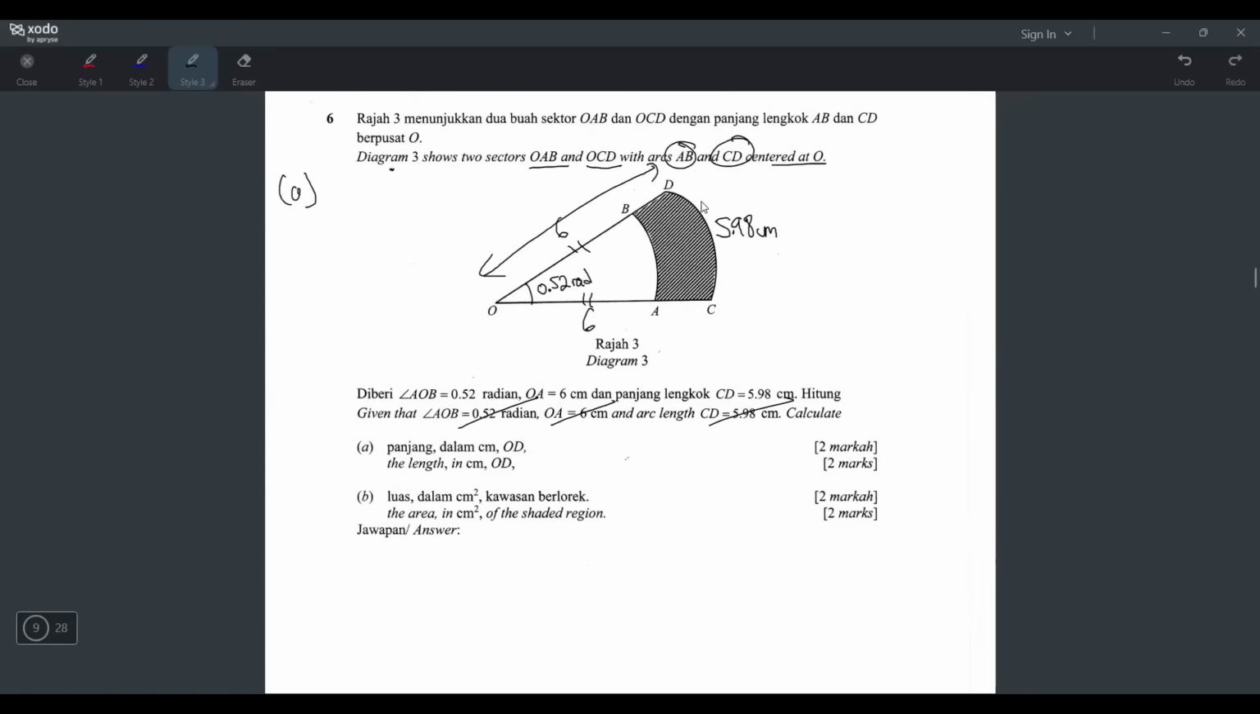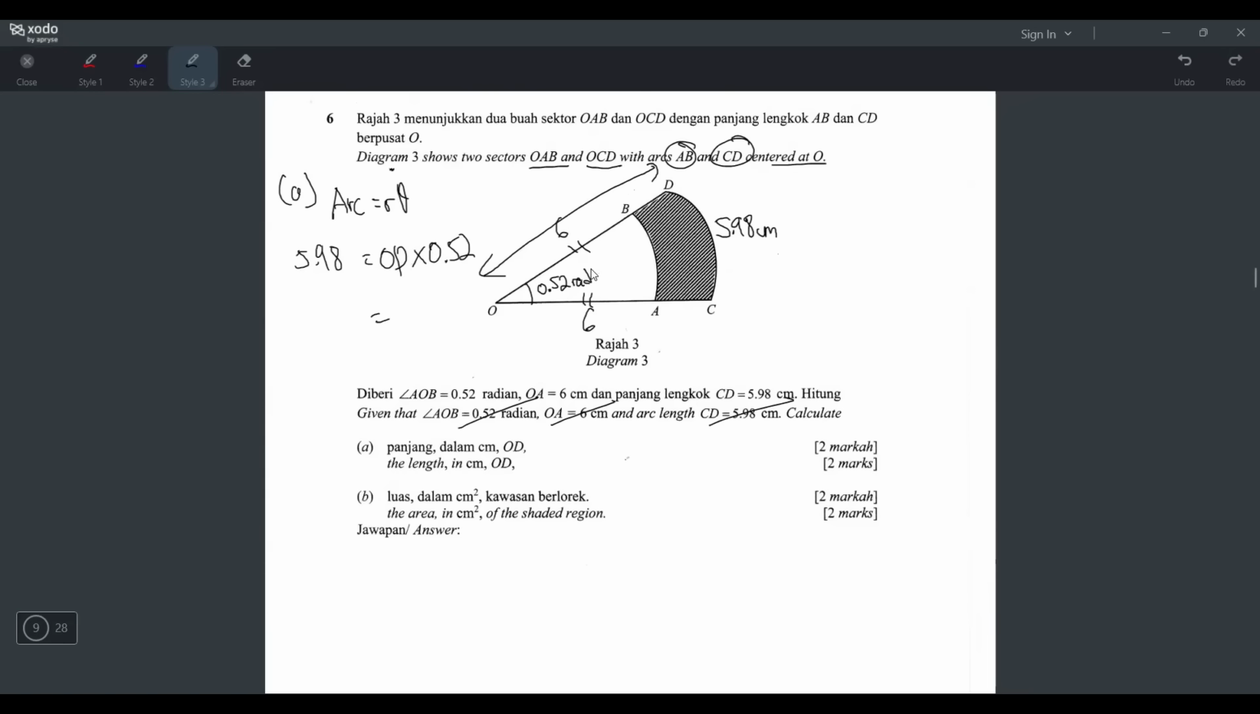You already have the arc for the big sector and also the angle. That means we can use the arc formula. The arc formula is r theta, and the arc I will take is 5.98 because we are using the big sector to do it. I'm finding OD, which is the radius of the big sector, so obviously you need the big sector's arc, and then the radius, that's OD, times theta in radian, which is 0.52.